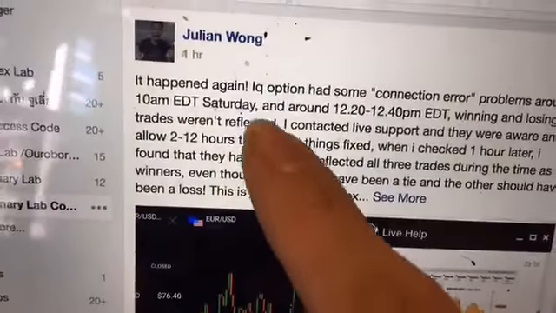If any of you were taking trades at that time, these trades had that circular loading icon going and going, and it would never get finished. So you may have won the trade, you may have lost the trade, but it's just not showing up. Trades were getting debited from the account, but not appearing in history whether you won or lost.